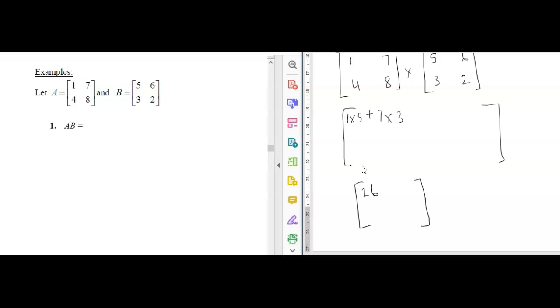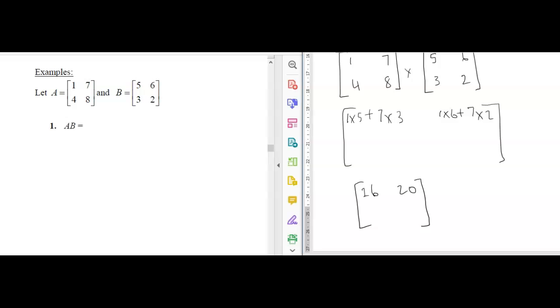So now we're doing the next column. So 1 times 6 plus 7 times 2. Okay, so 1 times 6 is 6, 7 times 2 is 14. So add them together, it's going to give you 20. And then we move on to the second row. So second row, first column, second row, second column.